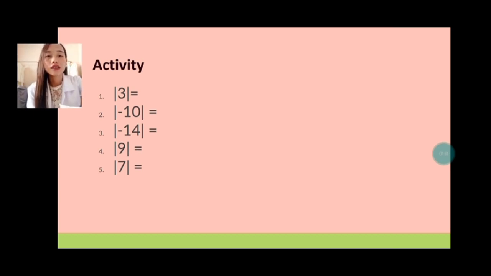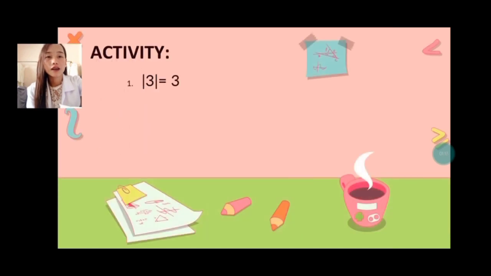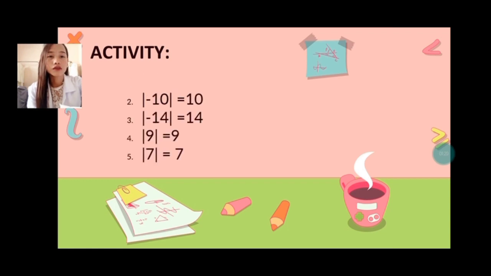The absolute value of 3 is positive 3. The absolute value of negative 10 is positive 10. Number 3, the absolute value of negative 14 is positive 14. Number 4, the absolute value of 9 is positive 9. And the absolute value of 7 is positive 7. The absolute value refers to the distance, so it can never be negative. It's always positive.